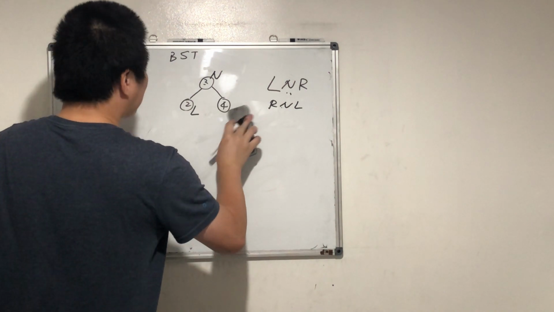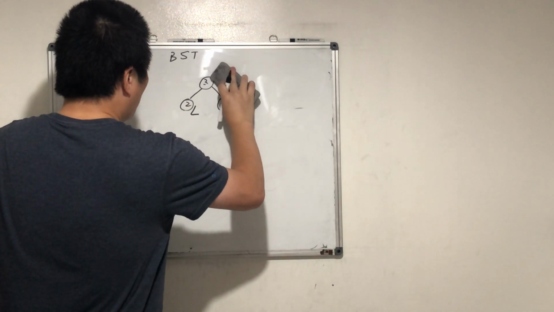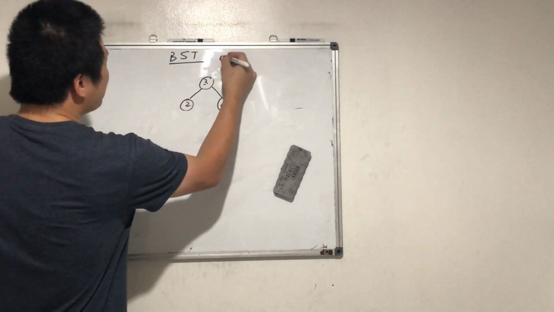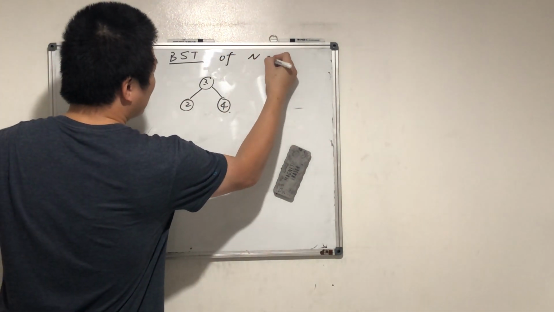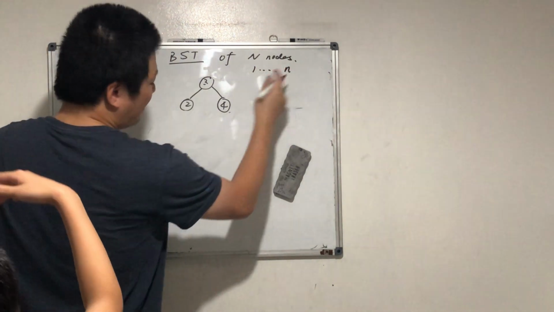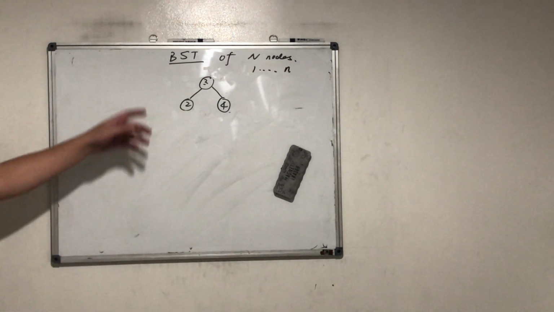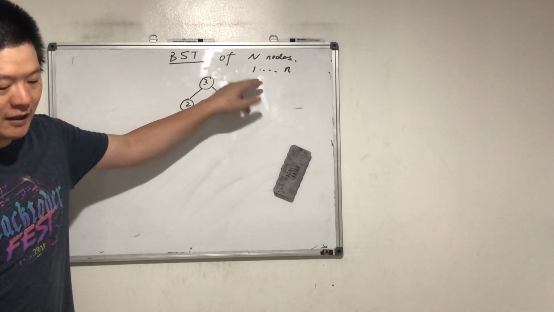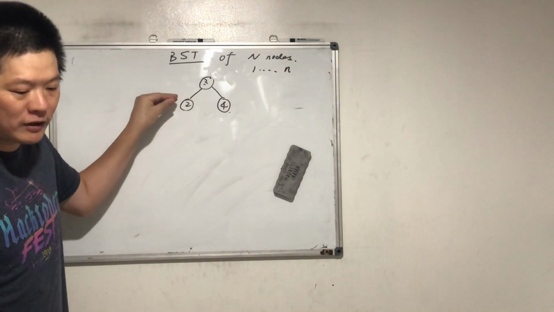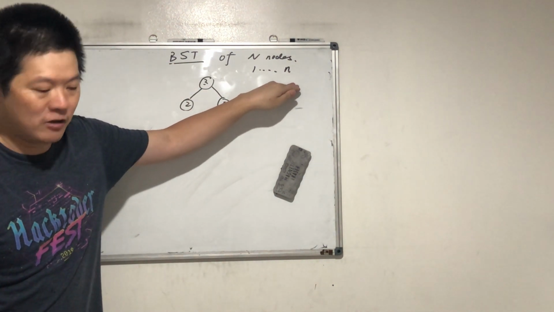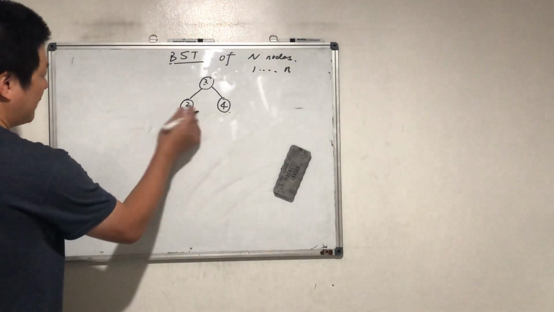Okay, so today's task is very simple. Given a binary search tree with n nodes, labeled 1 to n, we want the in order of this binary search tree to give 1 to n, in sorted order. This is very important.